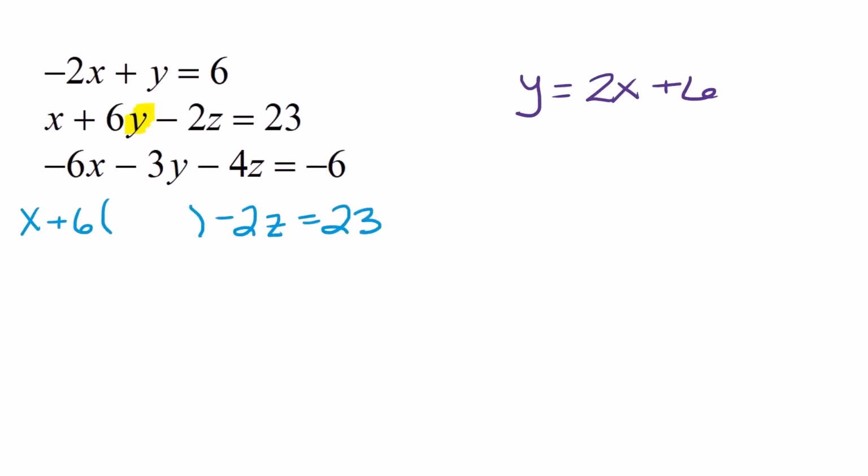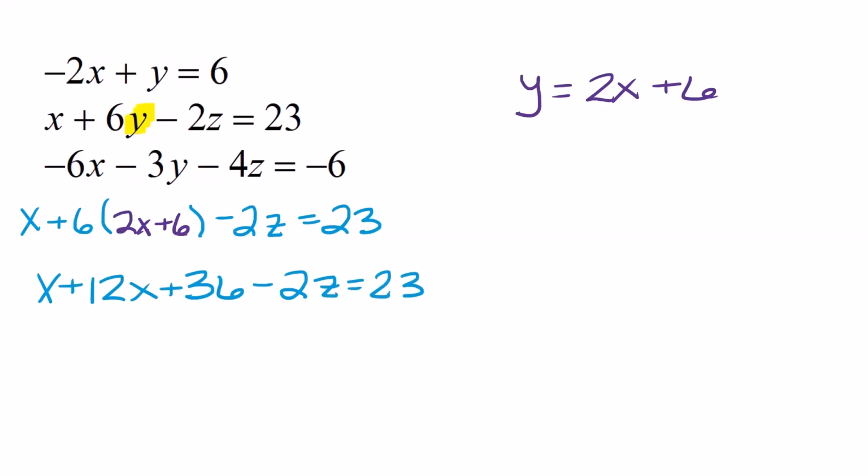So that first one will be x plus 6 times 2x plus 6, because I just substituted this 2x plus 6 in for whenever I saw the y, and I now have this. Let's do some steps to simplify this thing. We've got to do the distributive property right here in the middle. So we get x plus 12x plus 36 minus 2z, which was already here, equals 23.